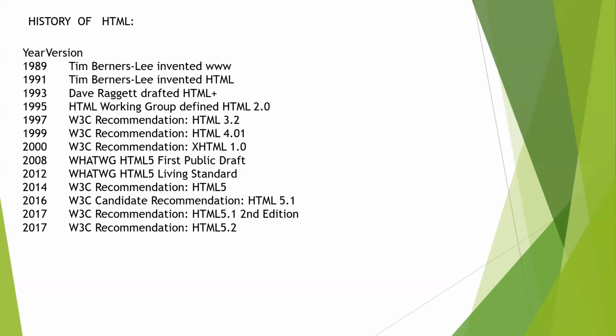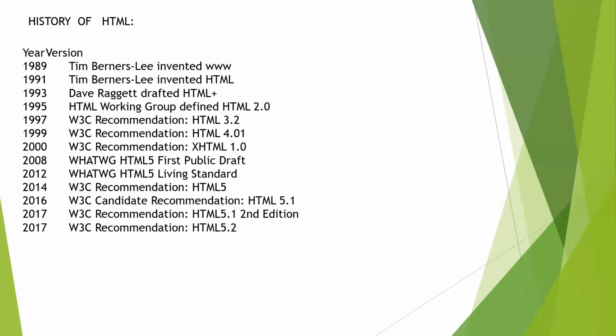History of HTML. In 1989, Tim Berners-Lee invented HTML with the World Wide Web Consortium. In 1991, Tim Berners-Lee developed HTML, and in 1993 he drafted HTML Plus. Later, the World Wide Web Consortium developed its version as HTML 3.2. Later in 1999, it developed a more advanced version, 4.01.